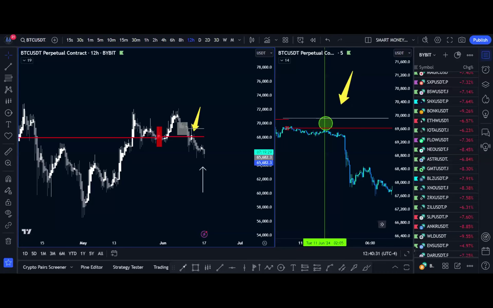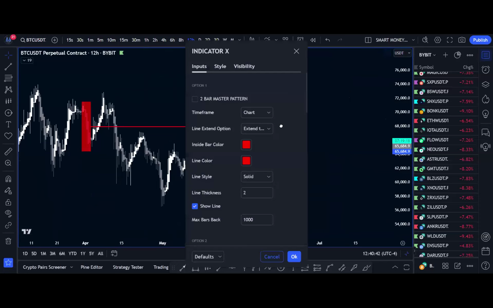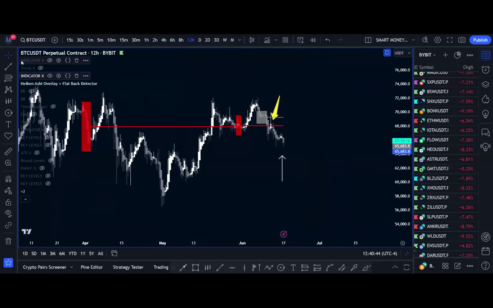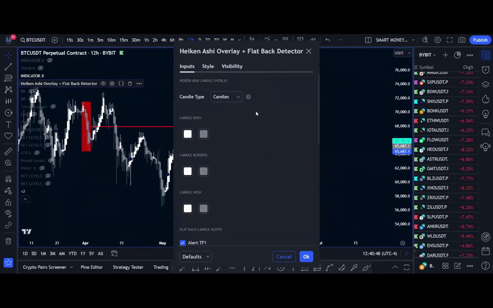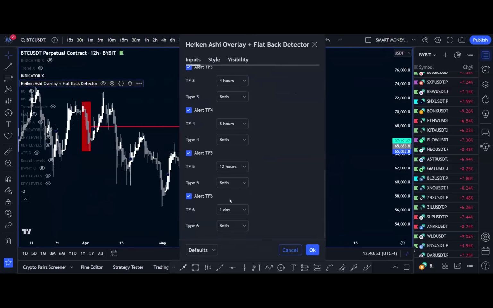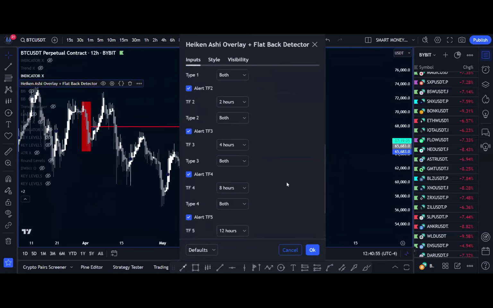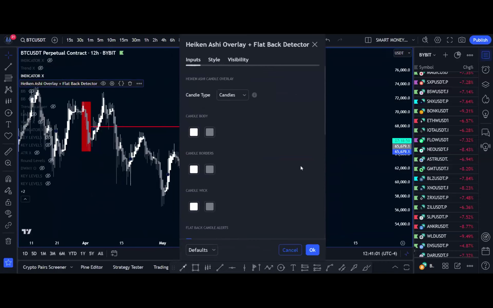I have three questions. The Heiken Ashi settings: I have only three alarm settings. Can you show them on your screen? Yeah, only three alerts. Here we go. And you have six? I only have three. Are there different versions? No, there's only one version.